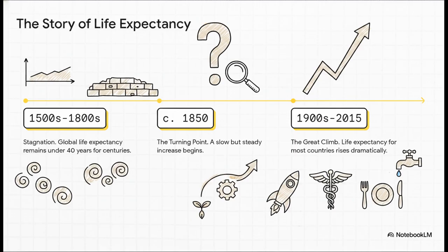So, level 1. We're looking at life expectancy for different countries from the 1500s to 2015. Okay, level 2, what's the pattern? Well, for centuries, life expectancy was totally flat, just stuck below 40. Then, around 1850, it starts to creep up. And then in the 20th century, it just absolutely skyrockets. So, level 3, ask why. Why that sudden takeoff? And that question leads you into these fascinating stories about public health, medicine, and nutrition.